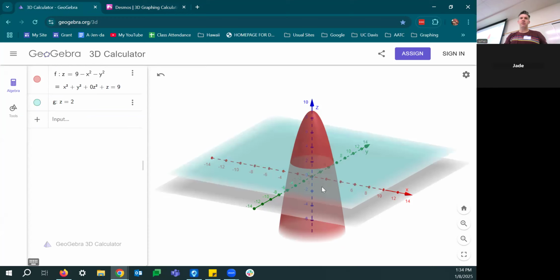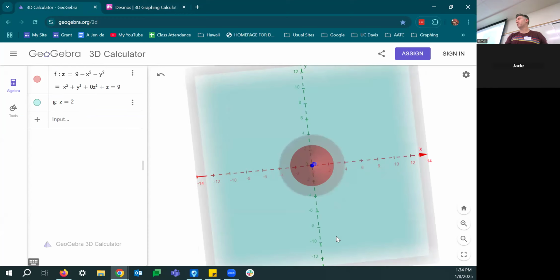Now, this one might actually be, so you can kind of see, oh yeah, look, that's a circle. They intersect in a circle. Not surprisingly, because if you set 2 equal to 9 minus x squared minus y squared, you're going to get x squared plus y squared equal to some number, which means you have the graph of a circle.